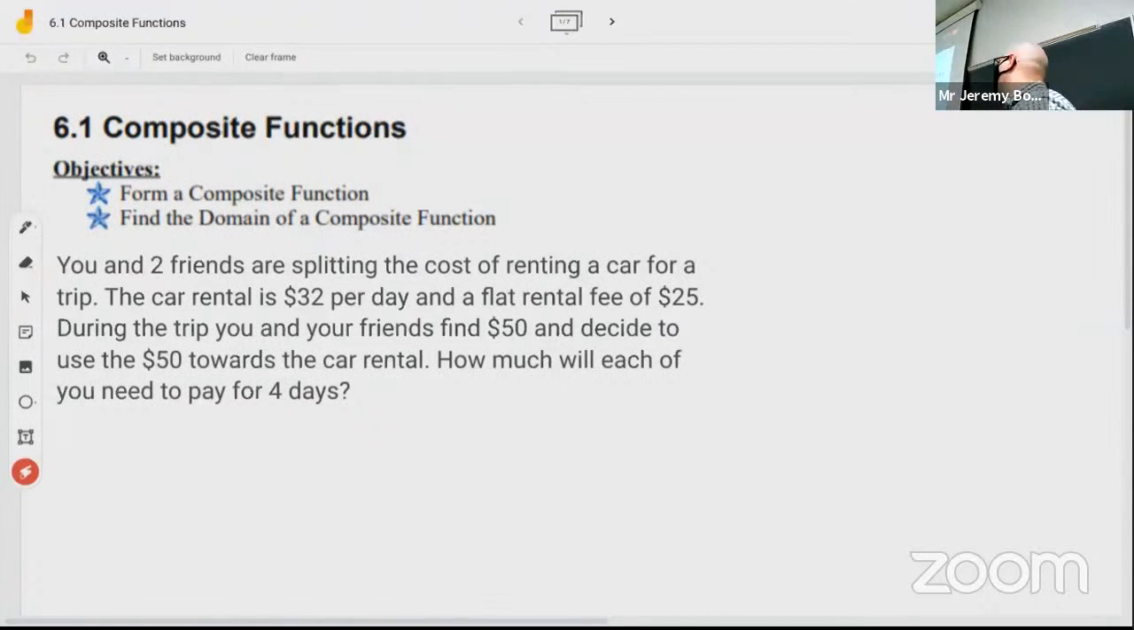To introduce this, I like to think about a real world scenario and show how this is actually happening. And maybe it'll give you a better understanding of what composite functions are, because I think people don't get a good grasp of what they are, and it just gets confusing from there on.